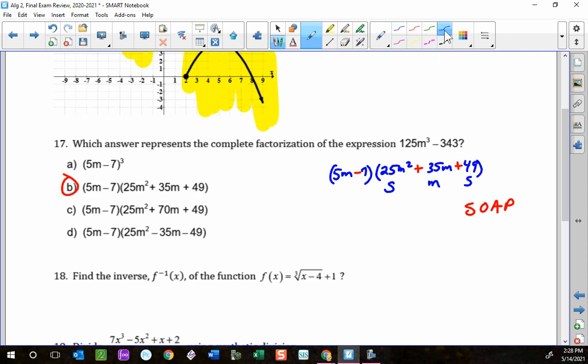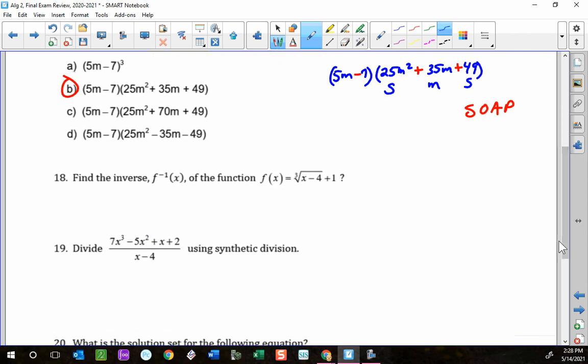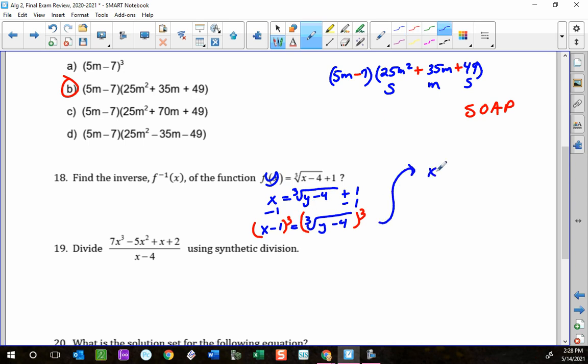Alrighty. So down here, number 18, another inverse. So remember this means y, so I'm going to start off switching it. X equals cube root of y minus 4 plus 1. So I'm going to take away 1. So we get x minus 1 equals the cube root of y minus 4. So this is the opposite of the other problem that we did just a minute ago. Now I'm going to cube everything to get rid of my cube root. So that brings me to x minus 1 to the third. The cube root and the cube knock each other out, so I got y minus 4.